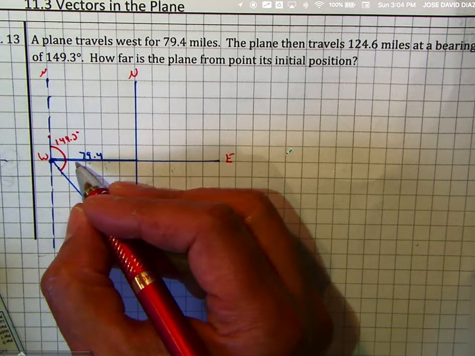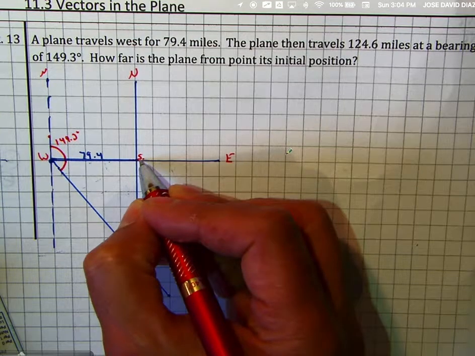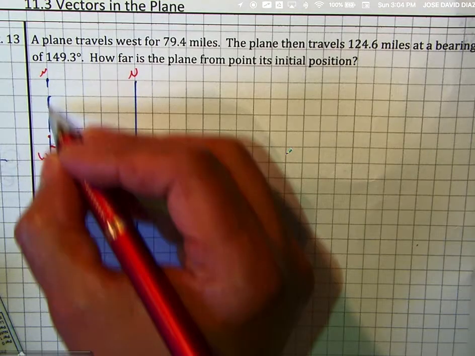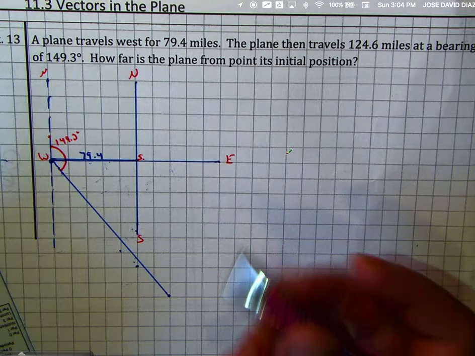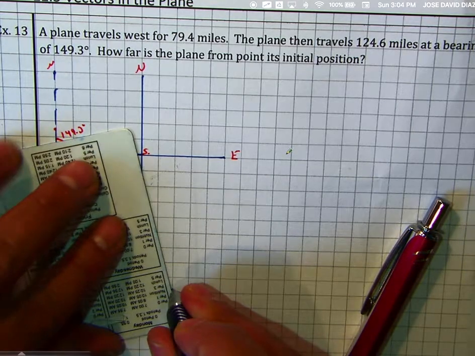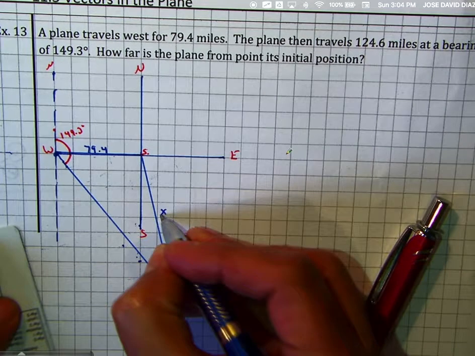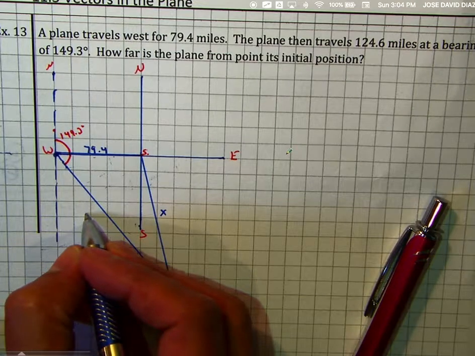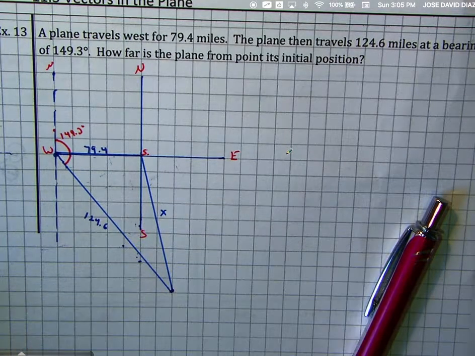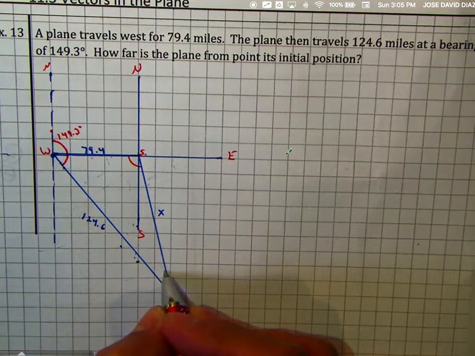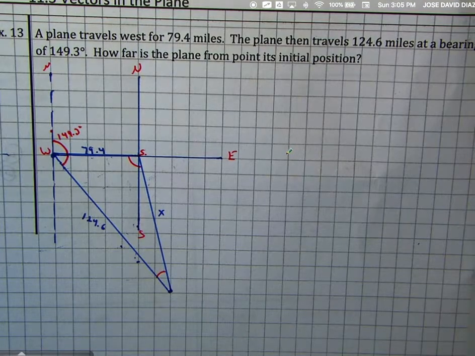You start here. This is your starting point. You go towards the west, and then you make a rotation from the north towards the right. And now we want to be able to find how far the plane is from the initial point. We're going to find x. So we know that this is 124.6. So see if you can find x, and then we can check our answers. So first, remember that you need to be able to find one angle, either this angle here, this angle, or that angle, to be able to work with either the law of sines or the law of cosines.